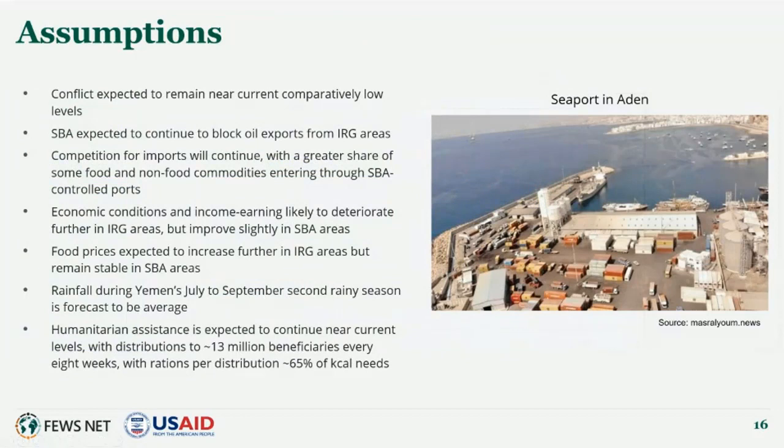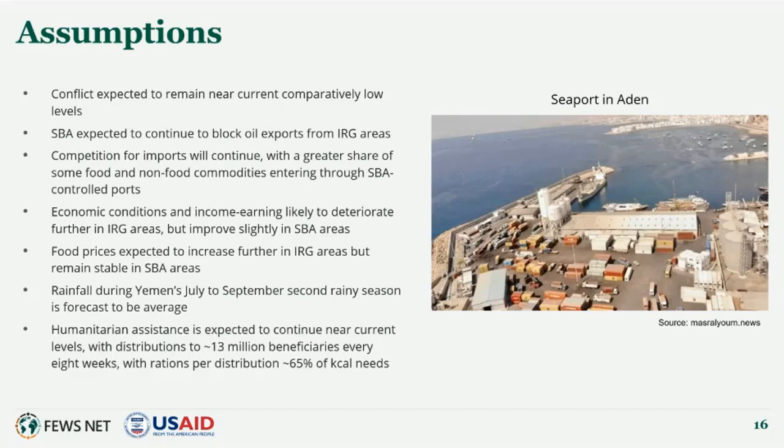So with that, these are our key assumptions for the projection period. First, levels of active conflict are expected to remain near the comparatively low levels observed in recent months, alongside the continuation of peace talks, though progress continues to be slow to stalled. At the same time, economic warfare tactics are expected to continue as well, with the SBA continuing to block oil exports from IRG-controlled seaports, denying the IRG its key source of revenue. Both sides are also likely to continue to engage in competition for imports.